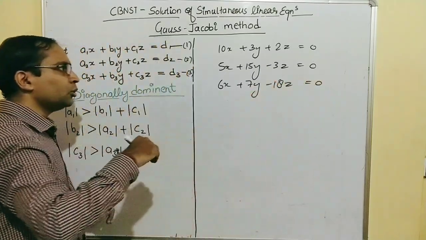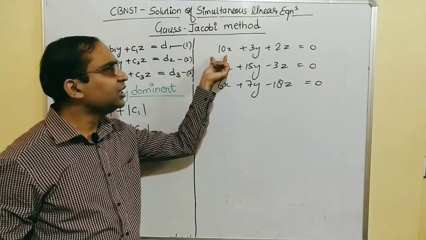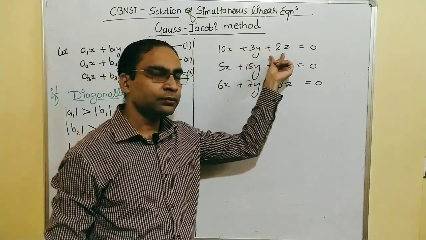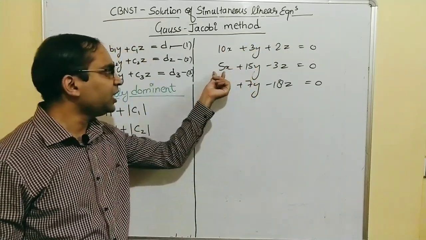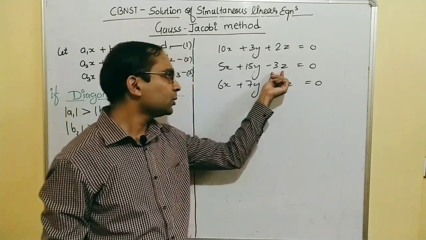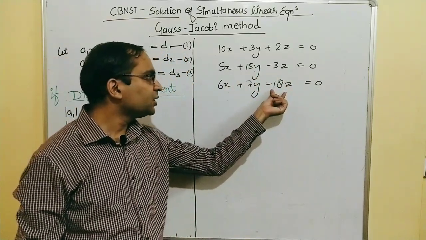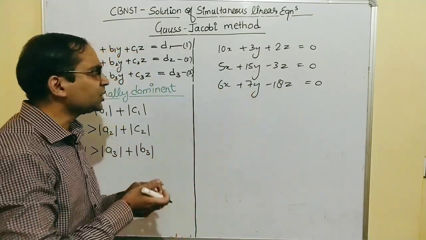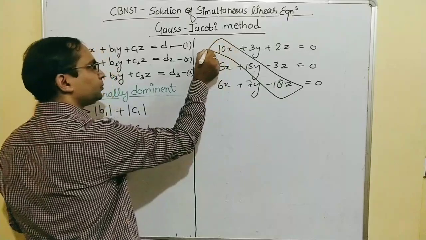So in this first equation we can see the absolute value 10 will always be greater than the sum of 3 plus 2, 5. So this is true. Then this 15 is greater than the sum of 5 and 3. We will take the absolute values. This is also true. And in the last equation, this 18 is greater than the sum of 6 and 7. So we can see that the diagonal is dominating.